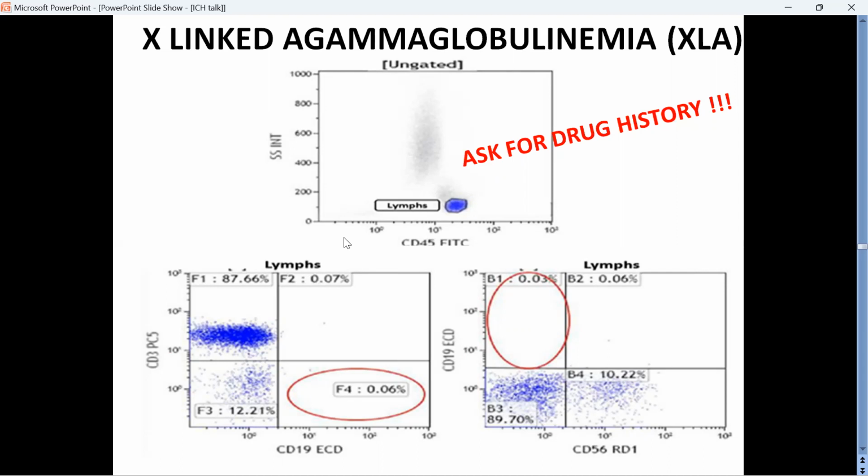Sometimes what happens is that there may be a history of rituximab, which is an anti-CD20 therapy. That particular drug will completely knock out the B cells, and the sample will be sent to you for lymphocyte subset analysis, just to monitor whether the rituximab is working or not. If you enthusiastically report this as a case of agammaglobulinemia, you'll be in trouble. So always ask for a drug history.